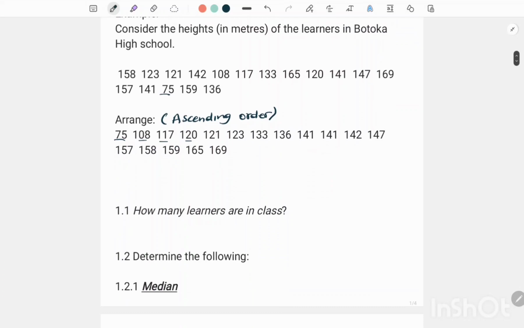Now, the first question says, how many learners are in this class? So you have to count the height of each individual. So it's 1, 2, 3, 4, 5, 6, 7, 8, 9, 10, 11, 12, 13, 14, 15, 16, 17. So it's 17 learners. So 17 learners took part in this data collection.